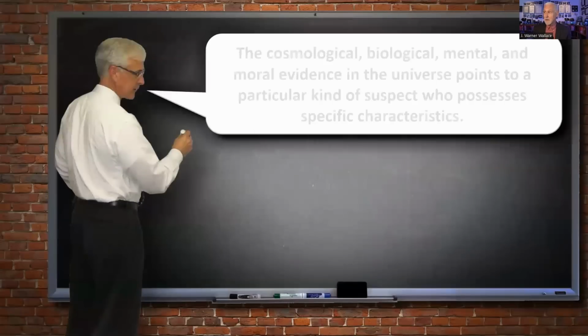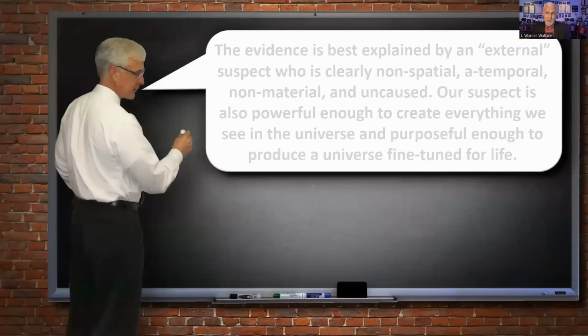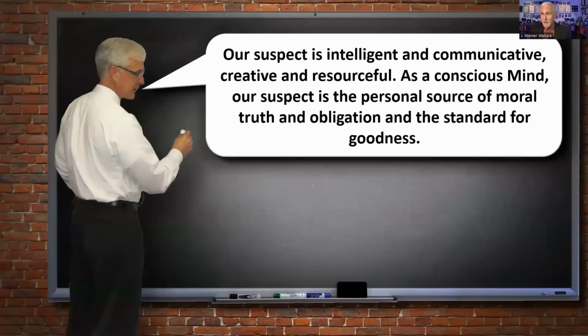The cosmological, biological, mental, and moral evidence in the universe actually points to a particular kind of suspect. Did you know that? And that suspect possesses certain characteristics. It's best explained, for example, by an external suspect who's clearly non-spatial, atemporal, non-material, and uncaused, right? Our suspect is also powerful enough to create everything we see in the universe and purposeful enough to produce a universe that's fine-tuned for life. Intelligent, communicative, creative, resourceful. It's a conscious mind. It's a personal source of moral truth and obligation in order to account for that evidence.